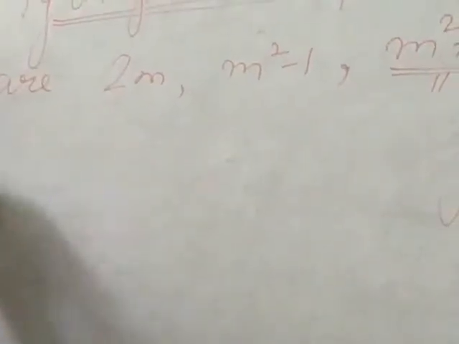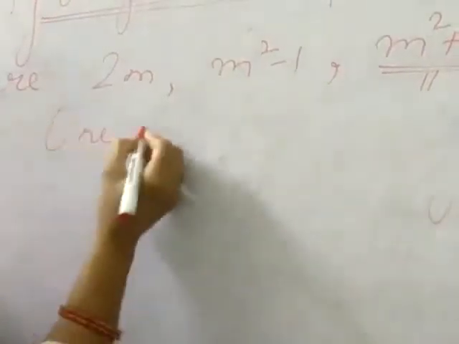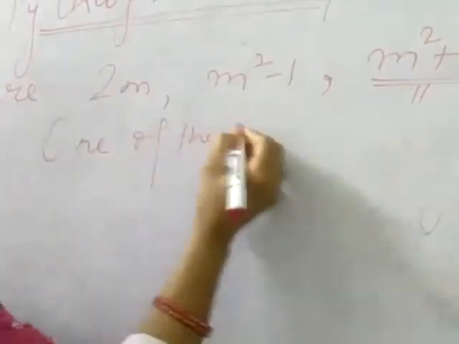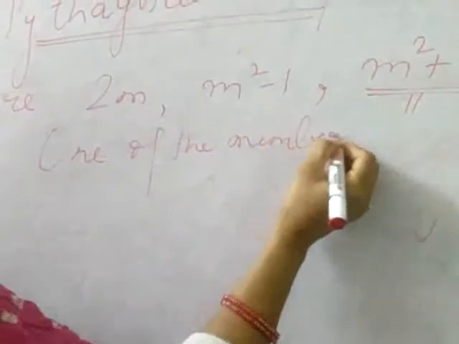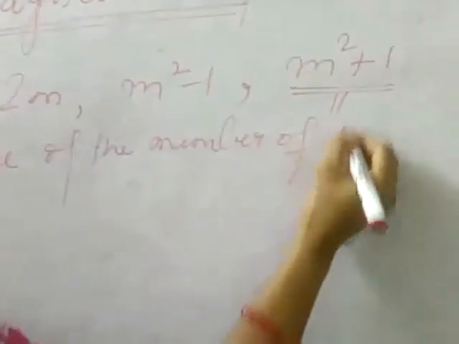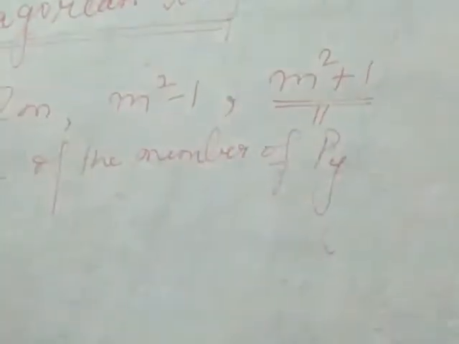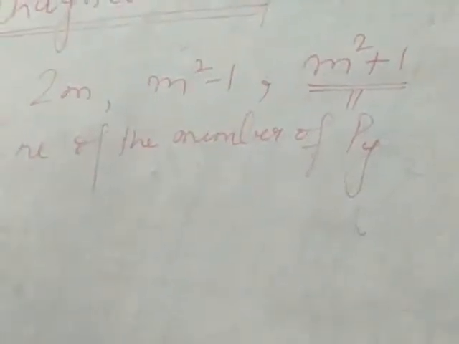Now for example, I am taking an example. If I say one of the members of, but I am not doing the proof for you. This proof will be done in the higher classes.